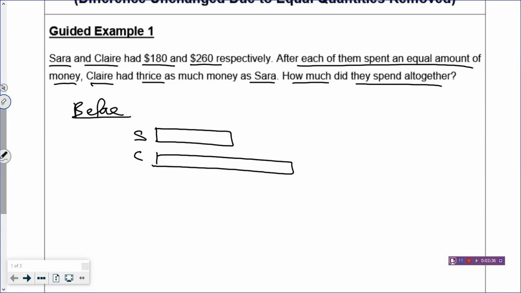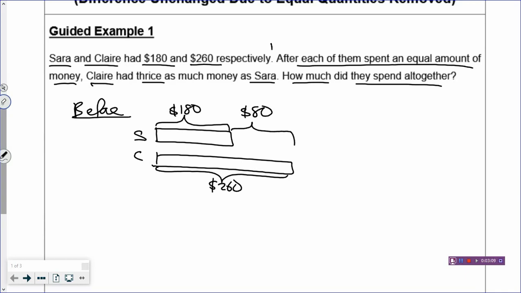Also, if you are not sure how to draw the model, you don't know how the model is going to look like, then a good advice is to put the numbers outside, because you may want to cut something. You may want to cut the box later, or you may want to add something into the box. So you have 180, and then this is 260. And if you know the difference is unchanged, then find the difference, which is $80, right? Okay, that is your before model.